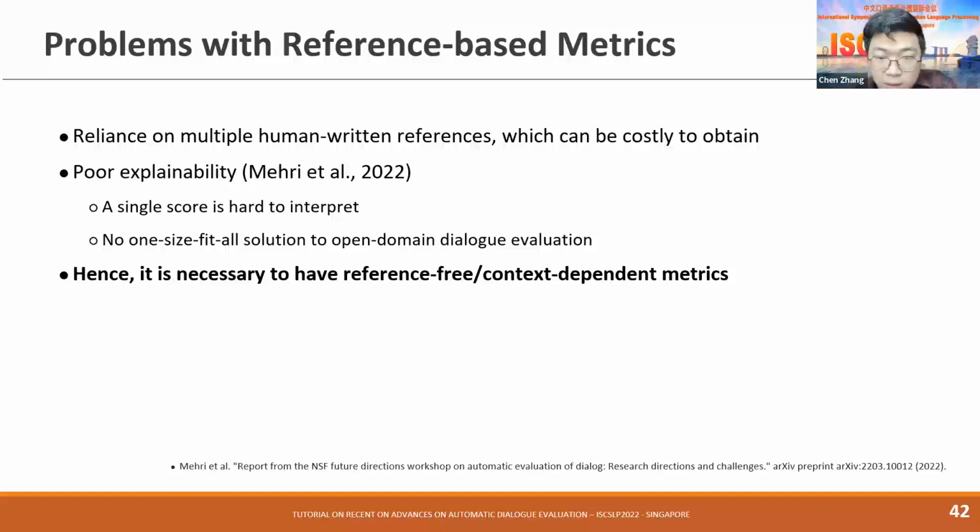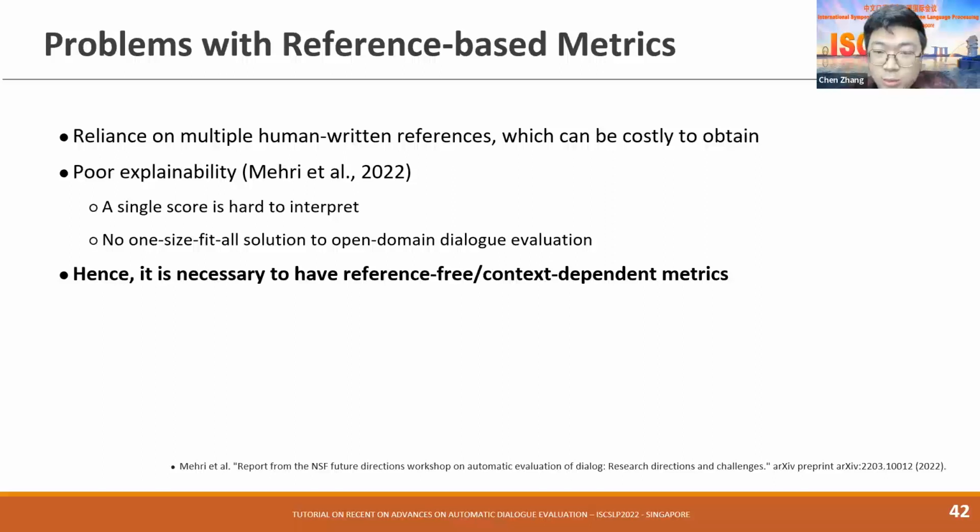One cause of that is that dialog generation is an open-ended generation task. For one dialog context, there may be multiple semantically viable responses. So for reference-based metrics to work well, we need to write many semantically varying references, but that is very costly to obtain.